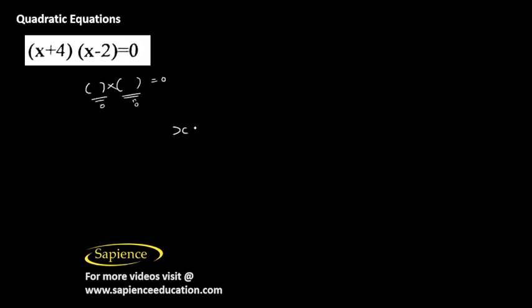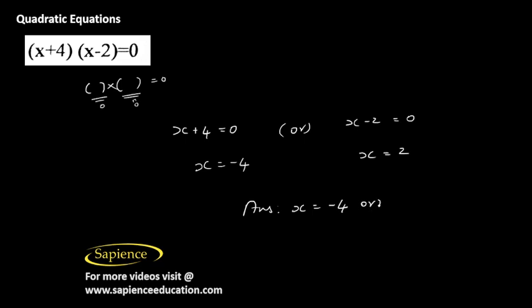So either x plus 4 equal to 0 or x minus 2 equal to 0. Only then when you multiply them, the entire thing must be equal to 0. So in this case, x will be minus 4, and in this case, x is equal to 2. So the answer to this question is x is equal to minus 4 or 2. This is a quadratic equation with two unequal roots.